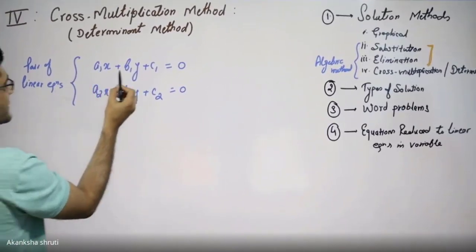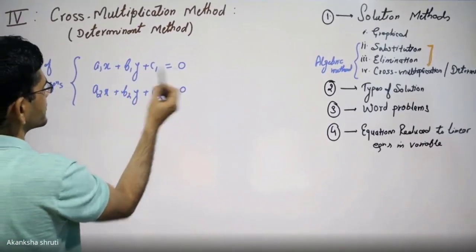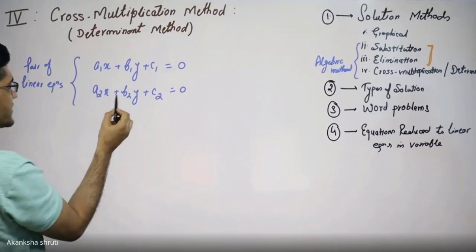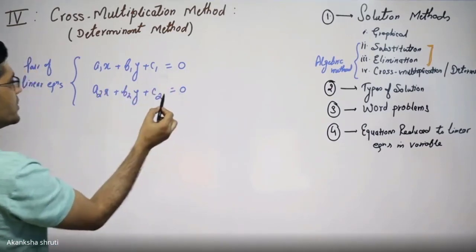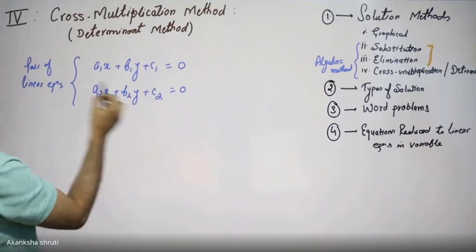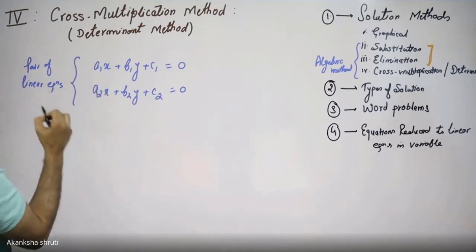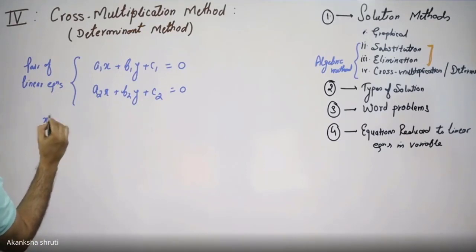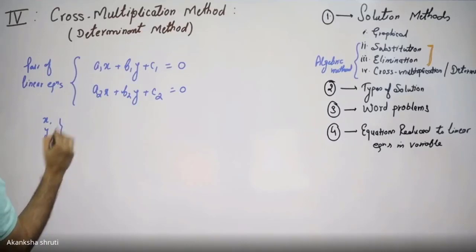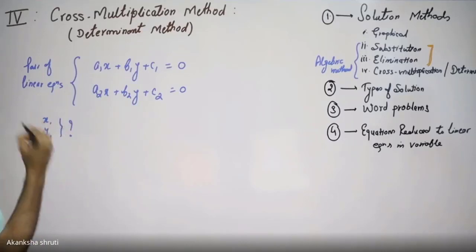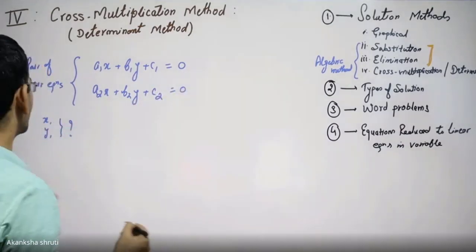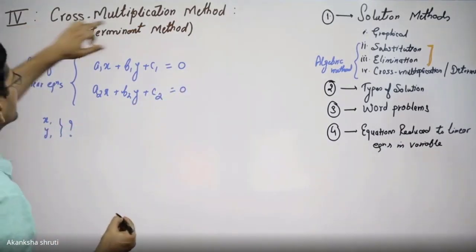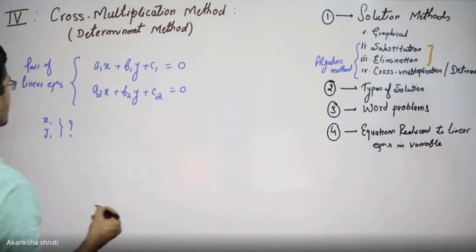So a1x plus b1y plus c1 equals 0, and another, a2x plus b2y plus c2 equals 0. These two linear equations are collectively called a pair of linear equations, and here our purpose is to find the values of x and y, that we have to determine. For determining this, the methods I had already listed. Today we are going to learn the fourth method, called cross multiplication.